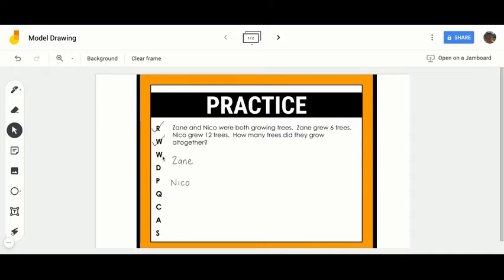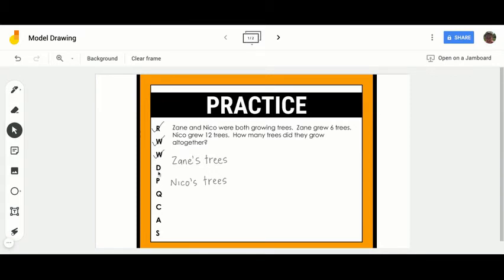The next W is the what. So what do Zane and Nico have? Well, if I look back to our problem, I know that they both have trees. So I'm going to put Zane's trees, and I'm also going to put Nico's trees. And now I can check mark my second W.